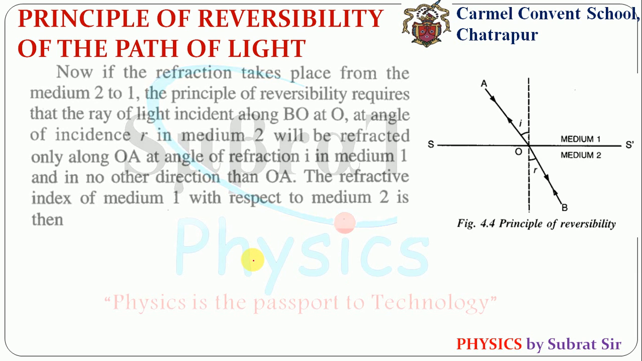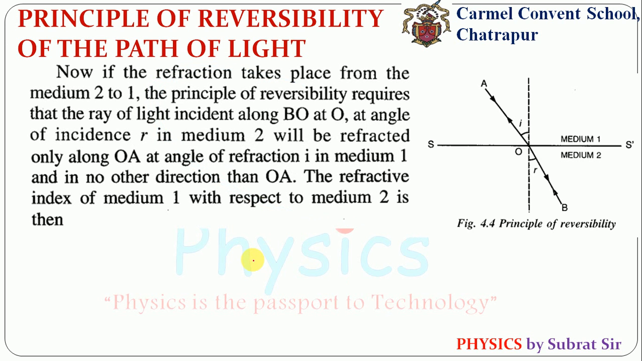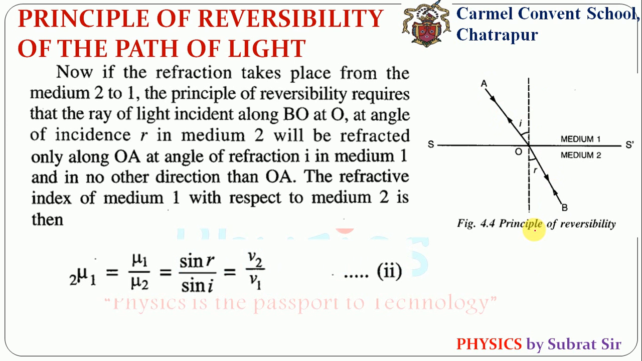Now if the refraction takes place from medium 2 to 1, then the principle of reversibility requires that the ray of light incident along BO at O at an angle R in medium 2 will be refracted only along OA, making an angle I in medium 1. So the refractive index of medium 1 with respect to medium 2 can be written like this: 2 mu 1 is equal to mu 1 by mu 2, which is sin R by sin I, which is equal to V2 by V1.